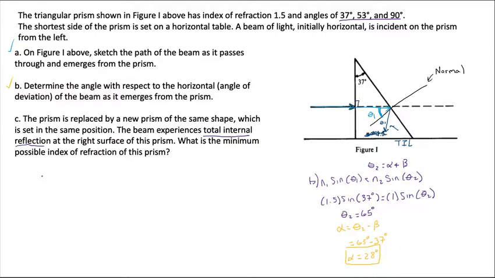Or in this case, yeah, just what is the n value. So we still start with n1 sine theta 1 equals n2 sine theta 2, right? But when we're looking at total internal reflection, this outgoing angle is going to be equal to 90, such that sine theta is just going to equal 1.